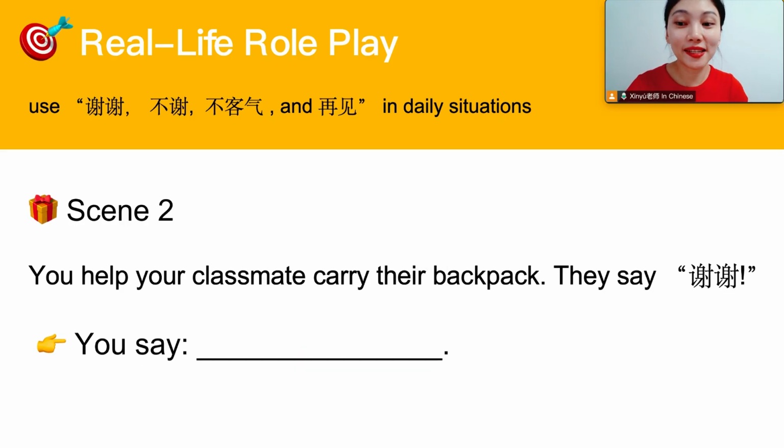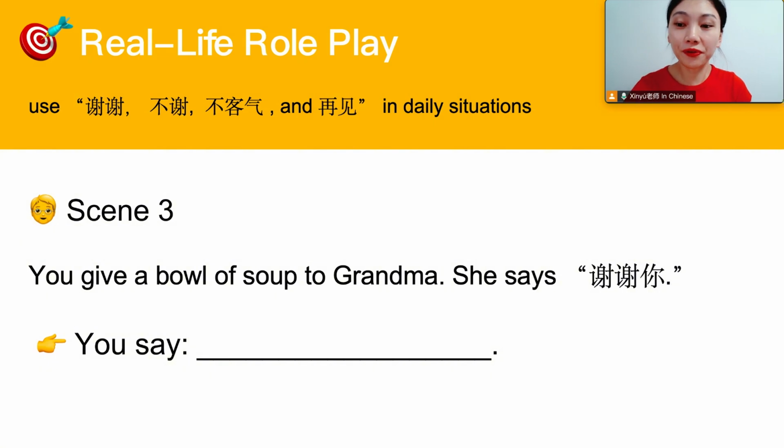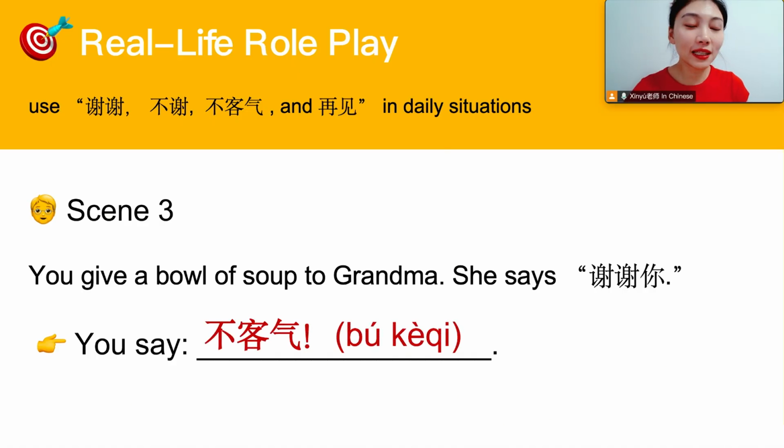Let's move to scene 2. You help your classmate carry their backpack and they say 谢谢. So you will say, very good, 不谢, you are welcome. Okay, here is scene 3. You give a bowl of soup to grandma. She says, 谢谢你. What will you say? Okay, we say 不客气. Very good.